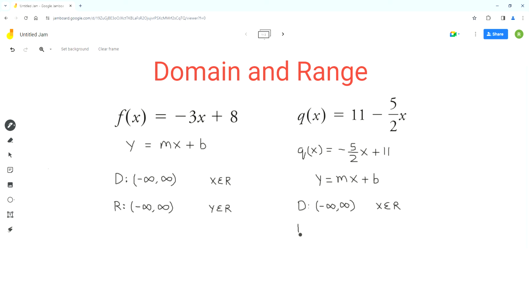Now the range. Since it's an inclined line that extends indefinitely on both sides, the range will also be negative infinity to positive infinity. And in the other notation, we can write the range as y is any real number. So these are the steps you have to keep in mind to write the domain and range for linear functions.